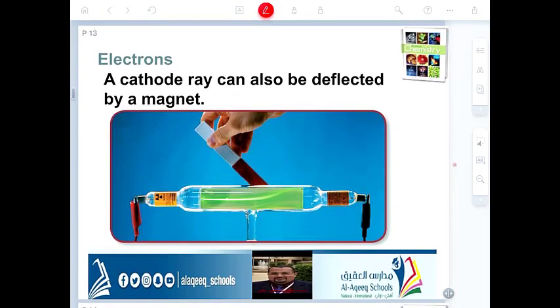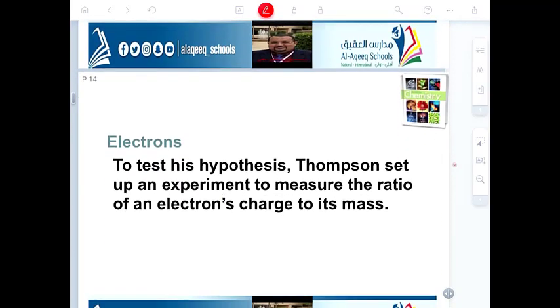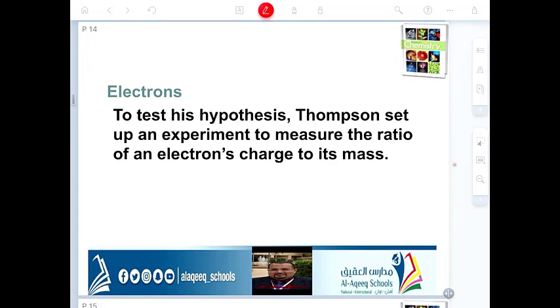Also, he tested the effect of a magnet on this beam. He found it's deflected as well. It's affected by a magnet. Cathode rays can also be deflected by a magnet. Look at the beam: when he put the magnet here, the beam deflected like this. So it's affected by a magnet, not by electricity only.